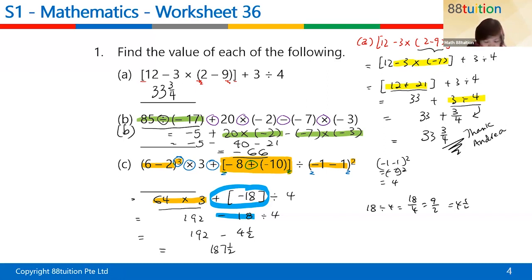Okay, you don't understand B. Which part don't you understand? Can you help me identify which one? Can you help me type it out here, or unmute yourself to ask the question?